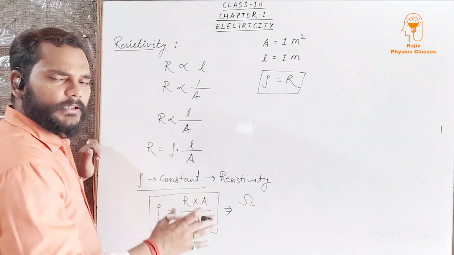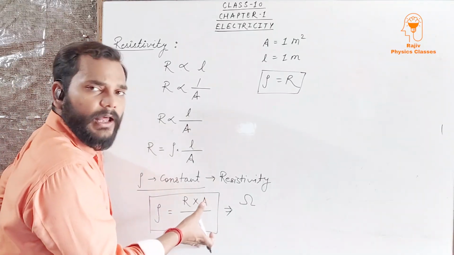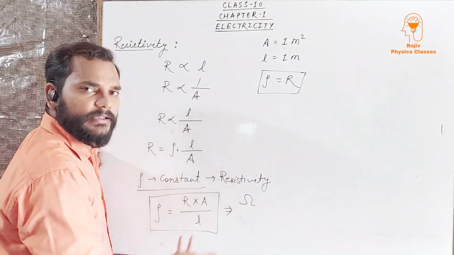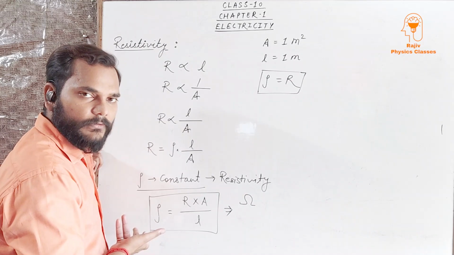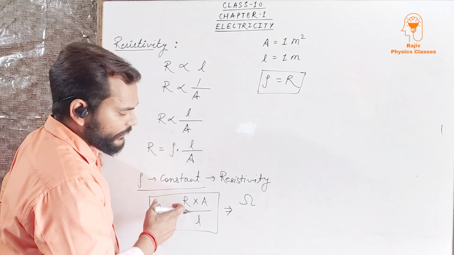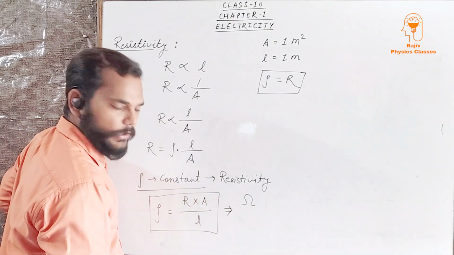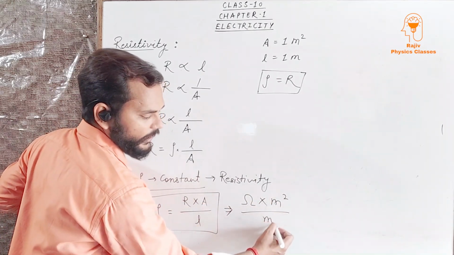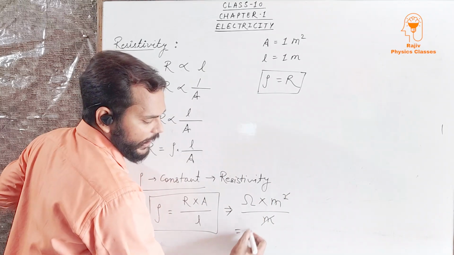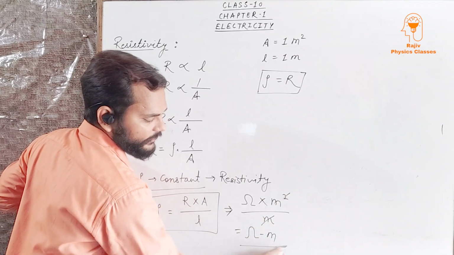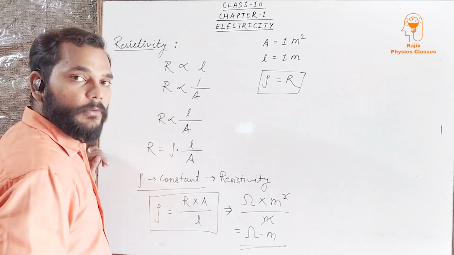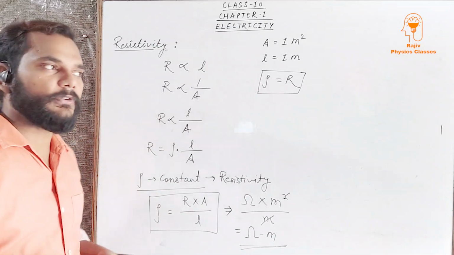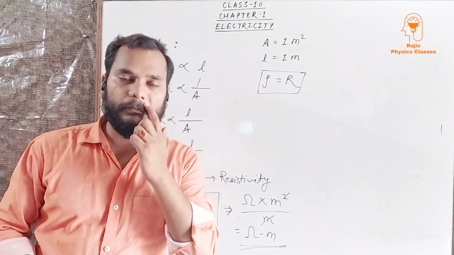The very basic method to find out the unit is to take the formula, put the individual units, and easily you can get the unit of the desired physical quantity. Resistance R we can calculate in ohm, area in meter square, and length in meters. So meter and meter square cancel, and the SI unit of resistivity is ohm meter. The SI unit of resistivity is ohm meter.